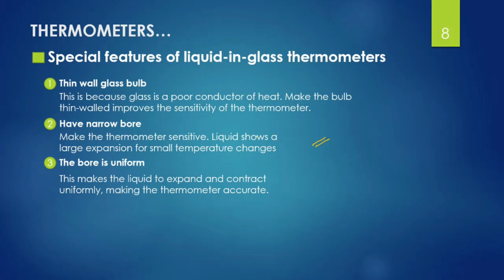They have narrow bores. Okay, the capillary tube is what we call the bore. It is very narrow. This is so that the thermometer should be sensitive, that is, the liquid in it should quickly expand with changes in temperature, so that we can easily see. The bore is uniform. Of course, the bore is uniform so that the liquid in it should also expand and contract uniformly.